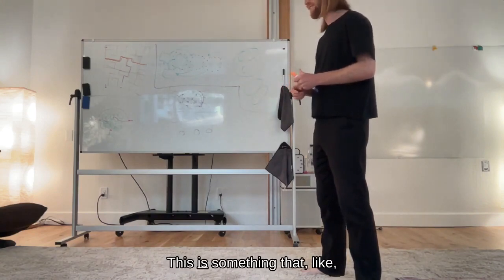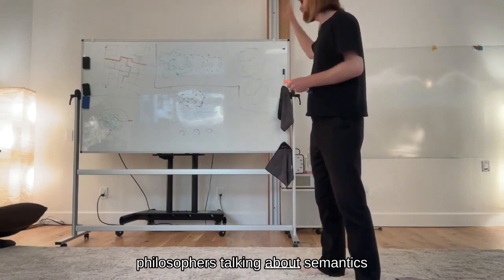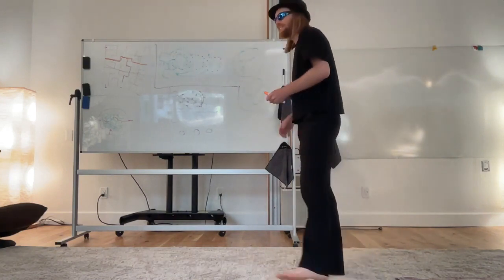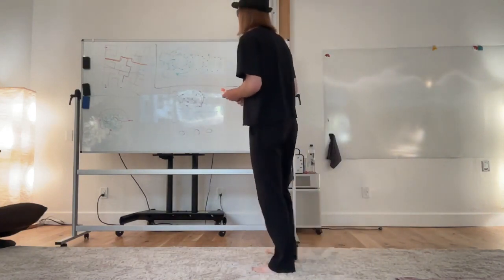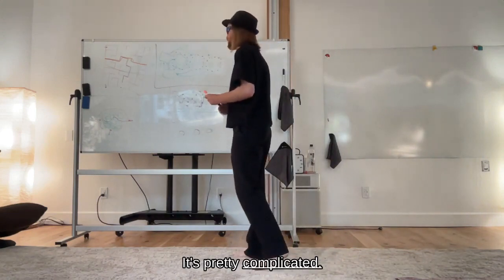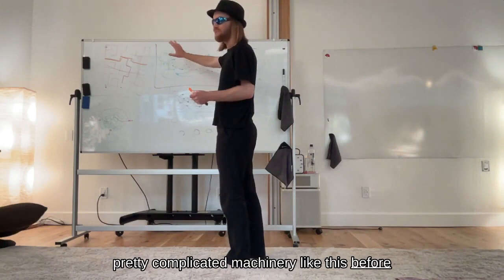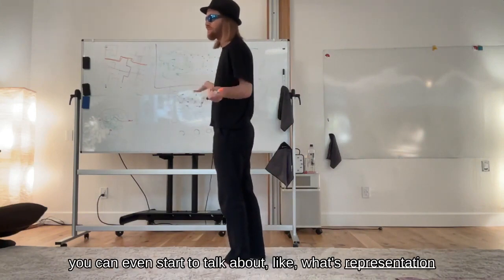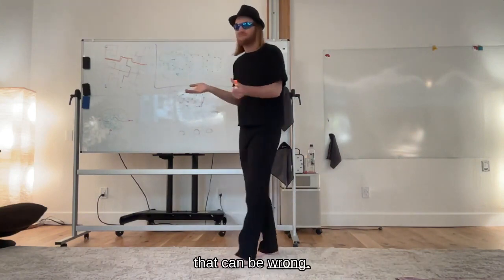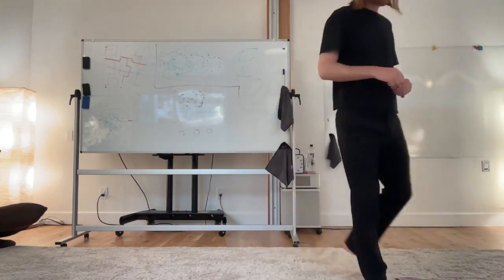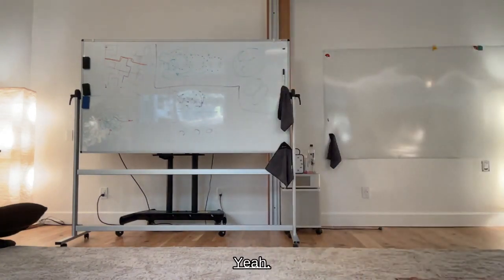This is something that philosophers talking about semantics get really hooked on. And it's pretty complicated, because you need pretty complicated machinery like this before you can even start to talk about what's a representation that can be wrong. Yeah. Okay.